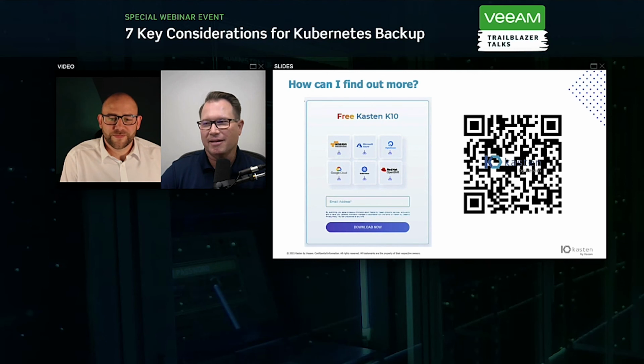That's awesome. And I think that's a great question to wrap up with here. We've covered most of the questions out there in the queue, most of them that we have time for, and I know we're trying to keep this short. So if folks want to try out Kasten K10 for themselves, there's the QR code there on the screen. Anything else that we need to know, Michael?